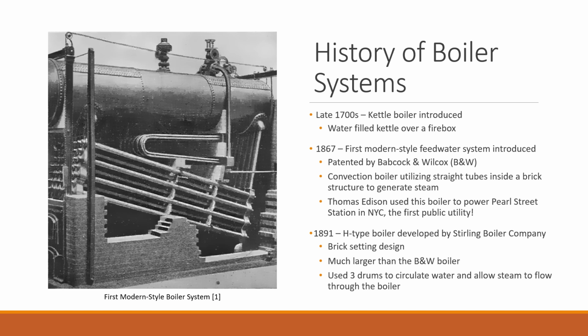Inspired by this design, in 1891, the Stirling Boiler Company developed the H-type boiler. This was also a brick-setting design, but it was much larger than the B&W boiler. This utilized 3 drums to circulate water and allow steam to flow through the boiler, and had the ability to use bent tubing, so they could maneuver the steam through the building a little bit easier.